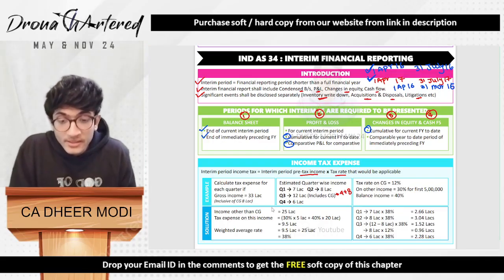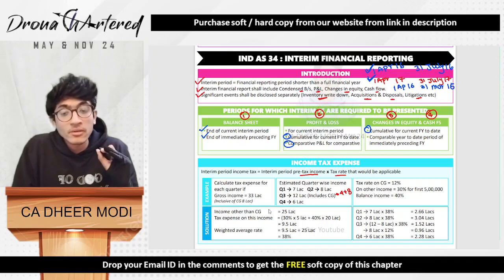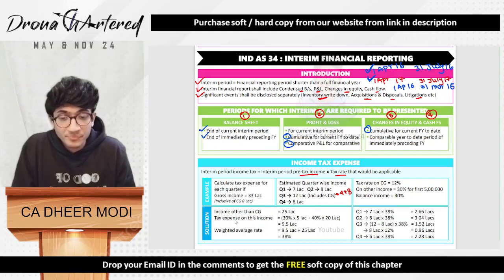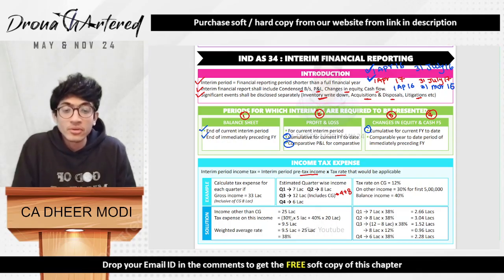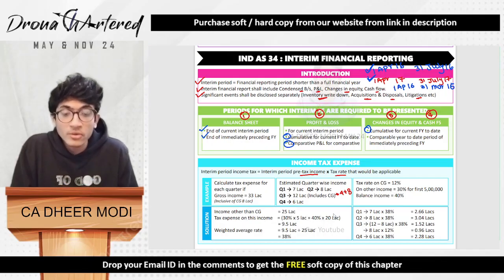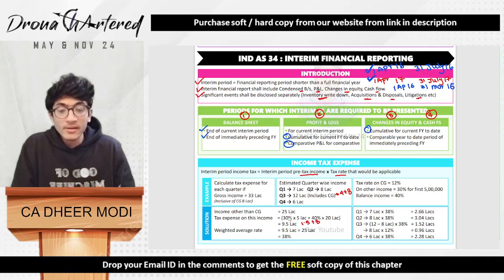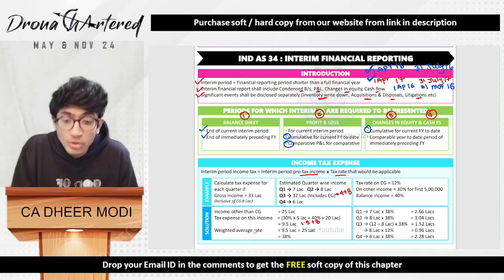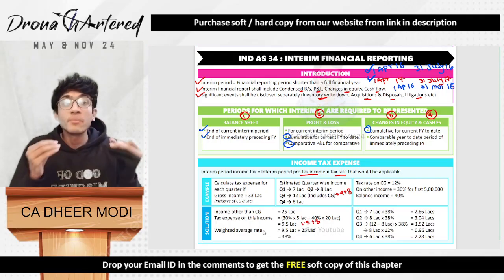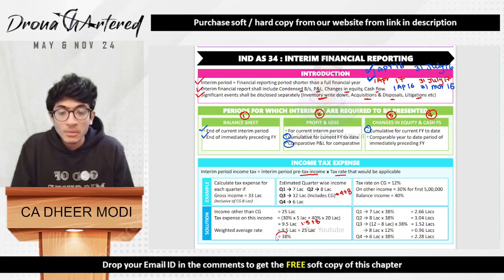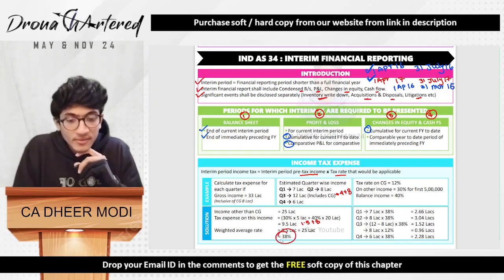So your income other than capital gains. 33 lakh is your total income. If you subtract capital gains, that comes to 25 lakh. Tax expense on this income you calculate. First is 30% of 5 lakh, that is 1.5 lakh, and 40% into 20 lakh, so that is another 8 lakh. So this becomes 1.5 plus 8, that is your 9.5 lakhs. Now you do a weighted average: if I'm paying 9.5 lakhs on 25 lakhs, then what is my percentage that I'm paying? So you are basically paying 38% of tax rate.